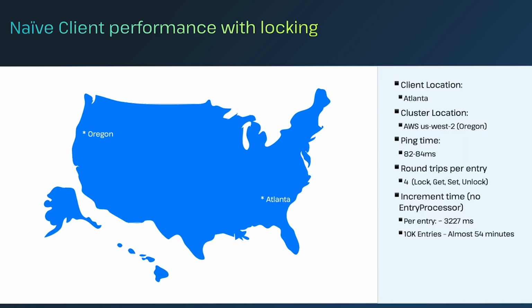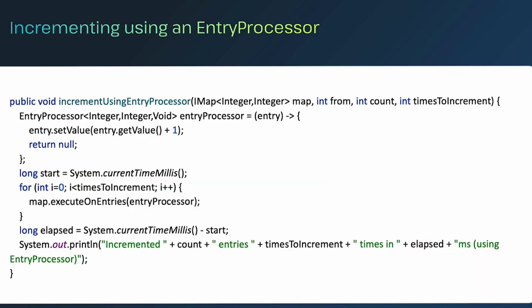So this shows our correct implementation of the naive client. We now have 4 round trips for each increment of our entry. The time per entry is roughly 3¼ seconds. So for the entire workload, we're looking at about 54 minutes. This is truly a Stone Age approach to distributed compute. Yabba dabba don't.